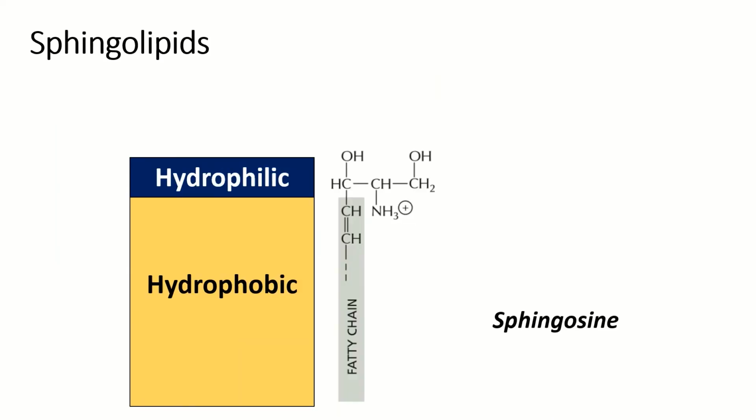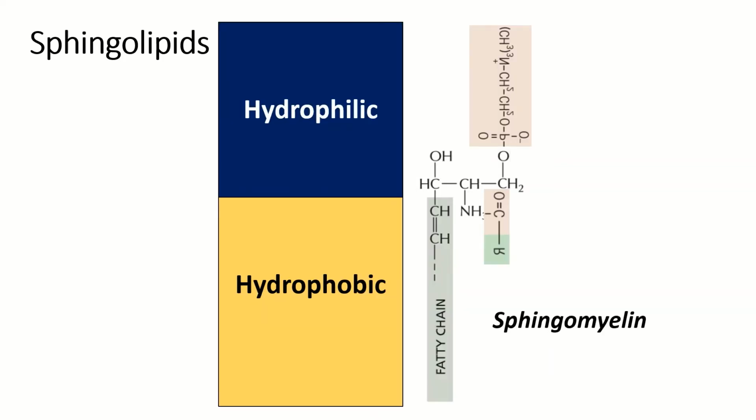Then we also have phospholipid-like molecules, but we don't call them phospholipids because they don't contain the phosphate group in their head. Instead, they are known as the sphingolipids. So here we have the simplest one, sphingosine. Then here we have ceramide. And then here we have sphingomyelin.